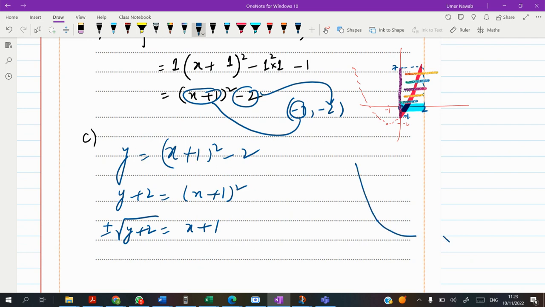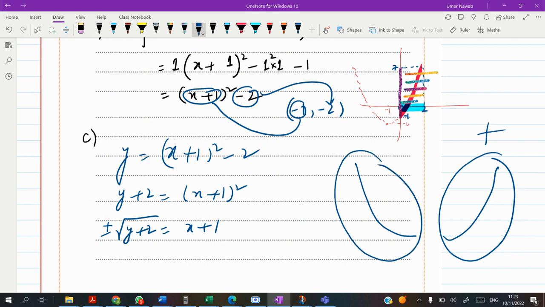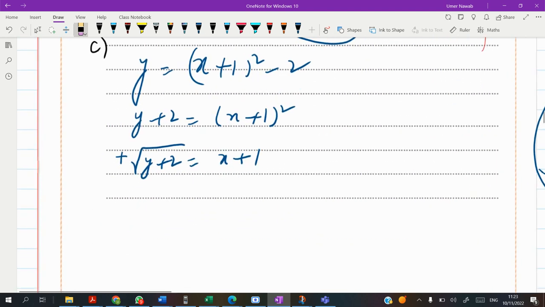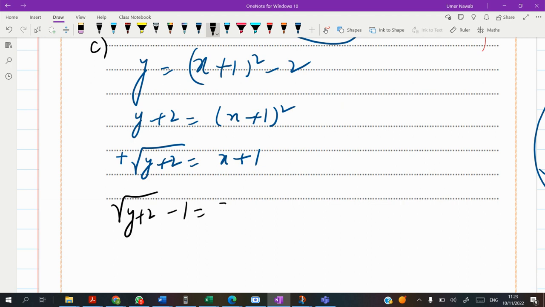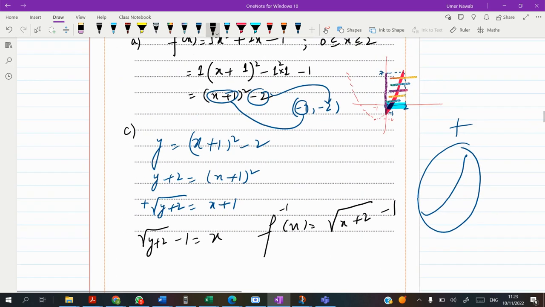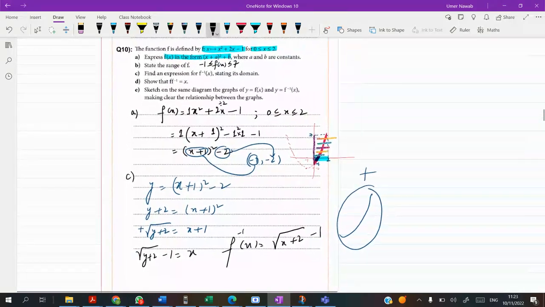Meaning, this is the left flap and this is the right flap. If I use the right flap, then positive sign. If I use the negative flap of the parabola, then with the square root, I need to use the negative sign. So he is using just this right flap, positive. So keep the positive sign here, and I'm going to write here square root of y plus 2 minus 1. So my inverse function is equal to square root of x plus 2 minus 1. Inverse function is also done.